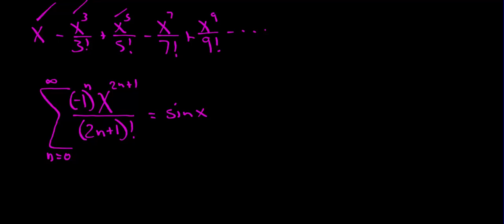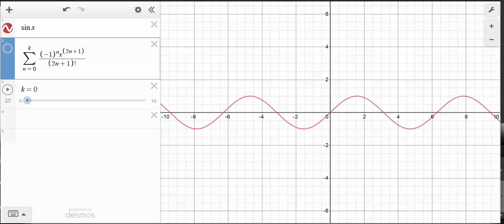Now, what I want to do is look at this graphically. In other words, I want to look at this series graphically and compare it to the graph of sine. So that's what we want to do next. Okay, so notice what I've done. I've put in the first plot here just sine. There's the graph of sine. And then for this second plot, I put the summation formula that we just found. And I've left k up here to be something that I could adjust. I can adjust it with this slider.